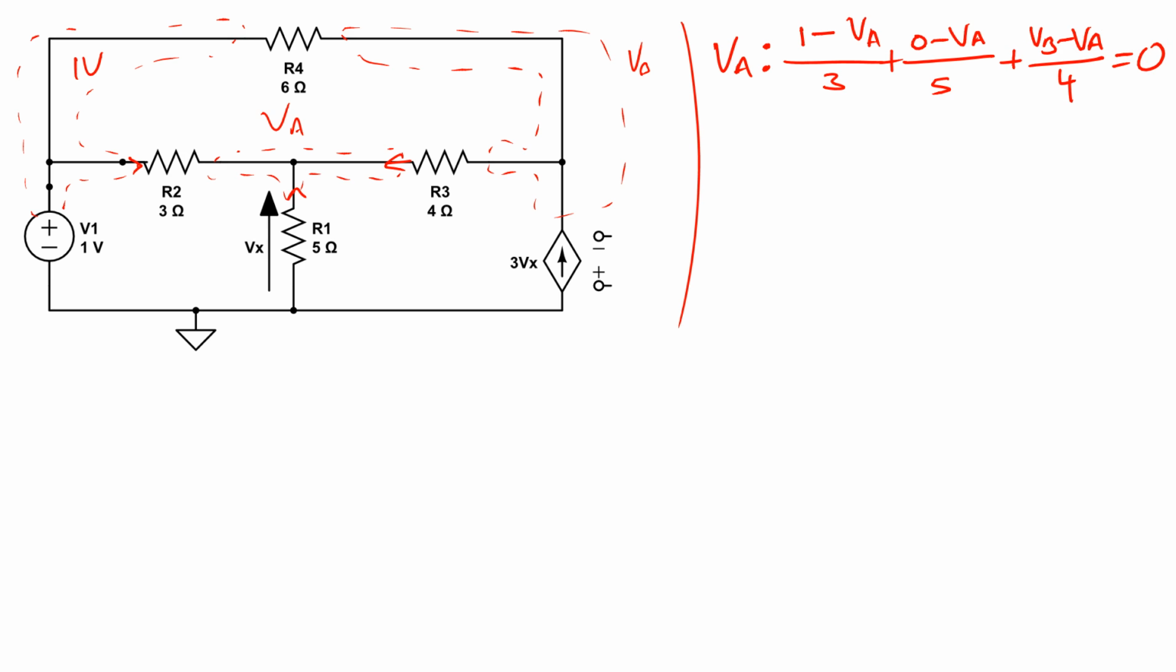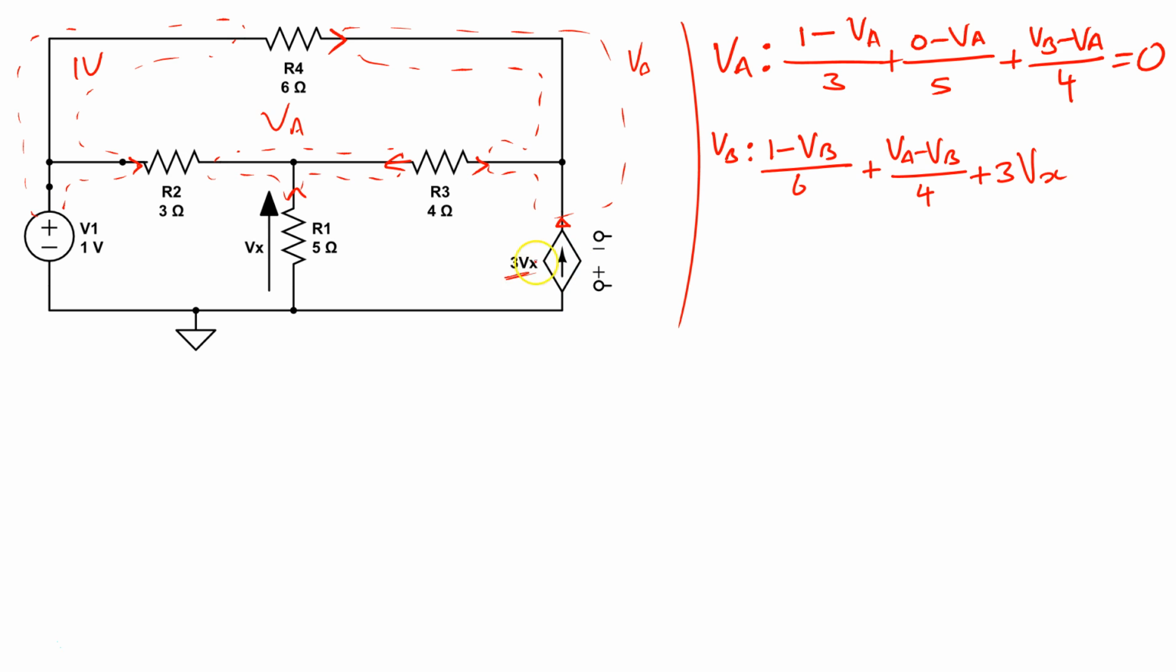Next, I have to write it for VB. So for VB, I have now a current coming in this way, which is 1 minus VB on 6, plus the current coming in this way, which is VA minus VB on 4, plus the current coming up this way, which is 3Vx. Notice, even though this says Vx, which is a voltage, it is a current because we can see the symbol here is a current source.